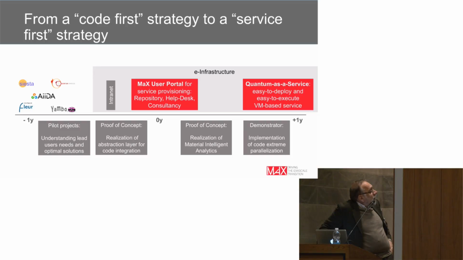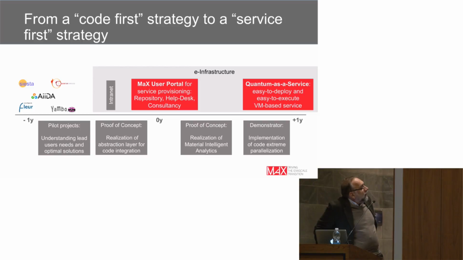And then we have some pilot projects that help us to understand the user needs and the optimal solution in an industrial context. And so it's two proofs of concept. One is the realization of another layer of abstraction in which the codes communicate again one with the other, but in a more integrated way.